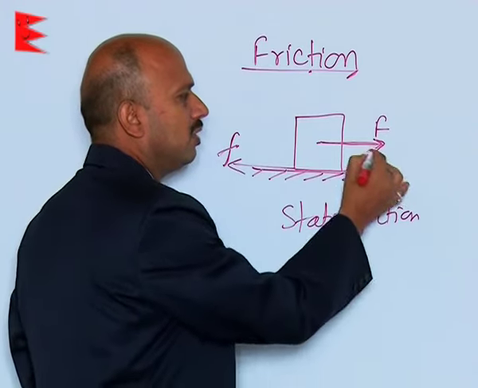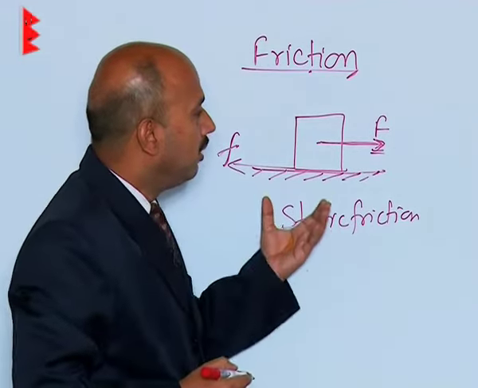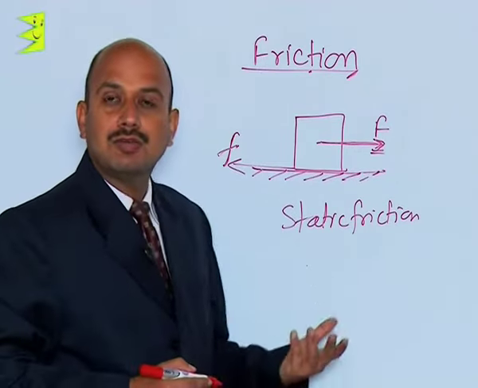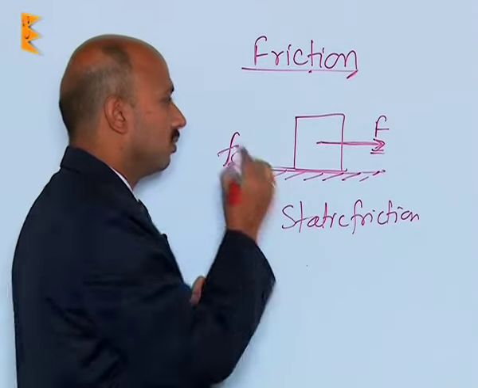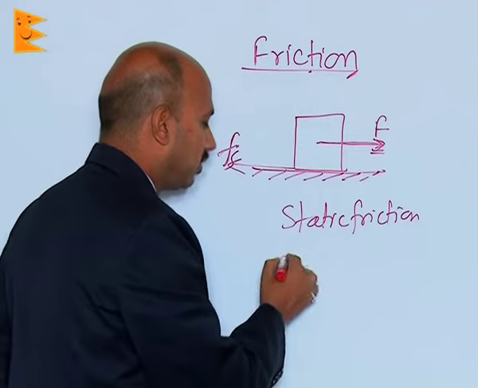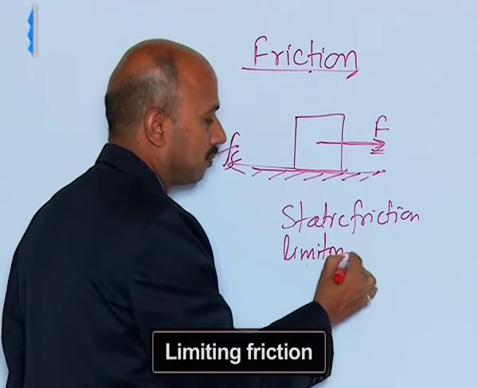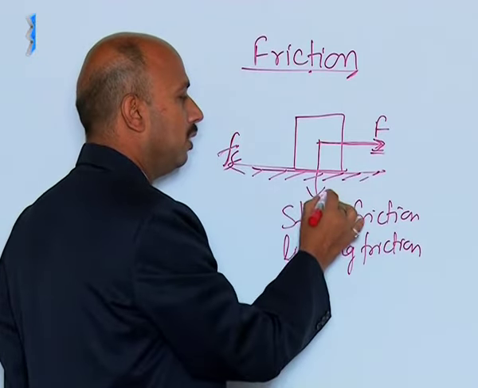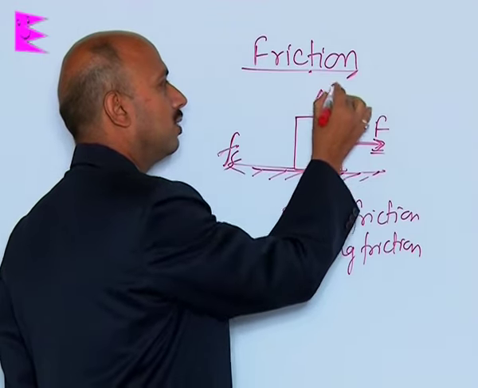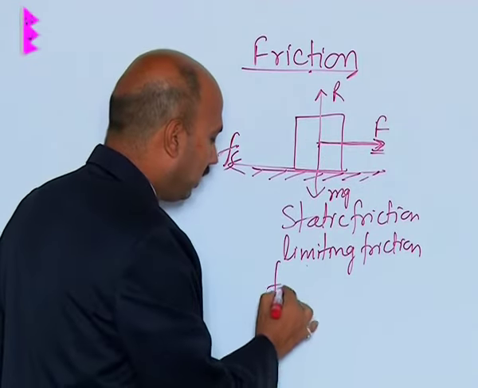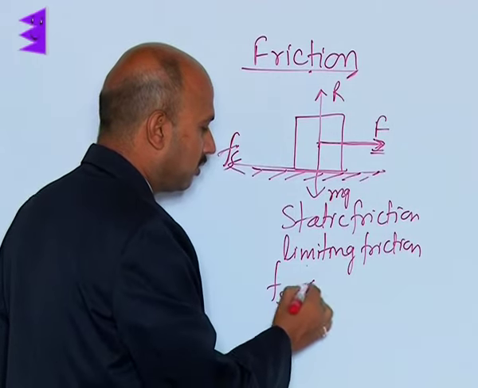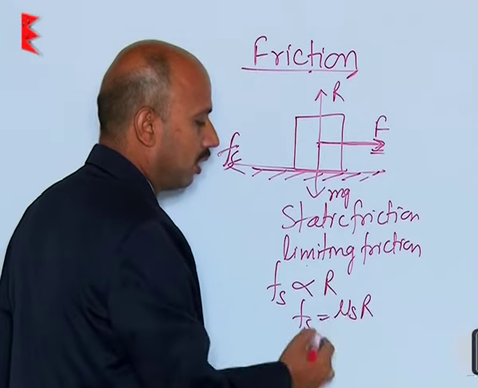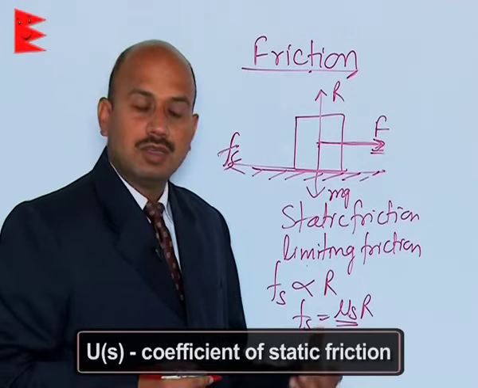If you keep on increasing this force, a time will come when the body is on the verge of motion. At that stage whatever the force is acting this side, that is the maximum frictional force, maximum static friction, and that maximum static friction is known as limiting friction. If the body has got mass m here, so mg is acting to this side, normal reaction R is acting to this side. So, we can write that static friction, that is limiting friction, is directly proportional to R, and we can write Fs is equal to mu s into R. Mu s is known as coefficient of static friction.